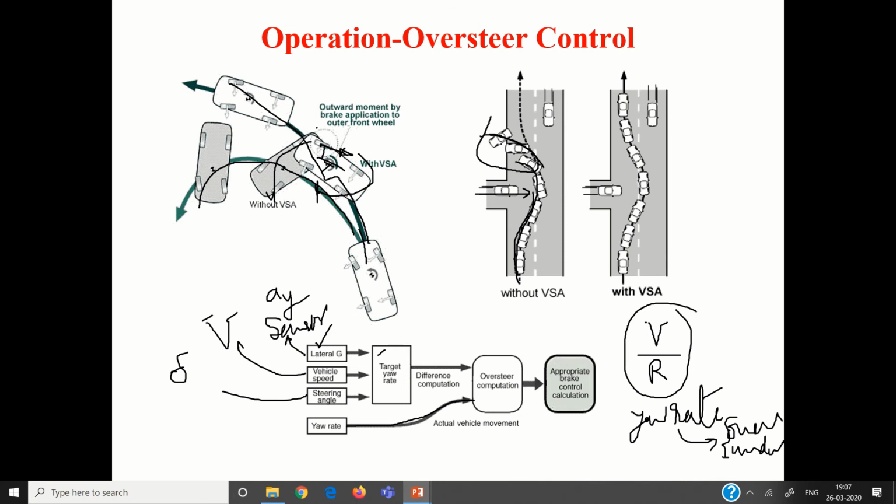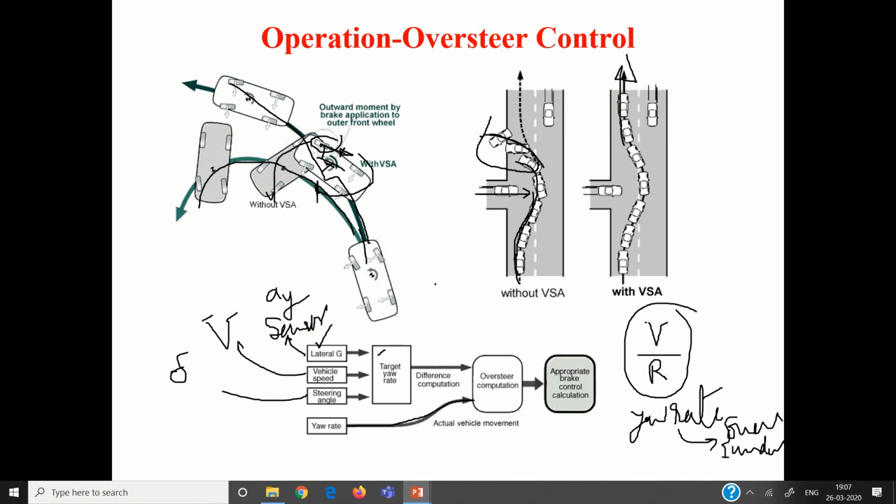In that case, this comes into picture. So that's what exactly it does. It stabilizes the vehicle and sees that it follows the path. So that's how it controls. Basically it will apply the right amount of force to the right wheel and create a counterclockwise moment and stabilize the vehicle and reduce the yaw rate.